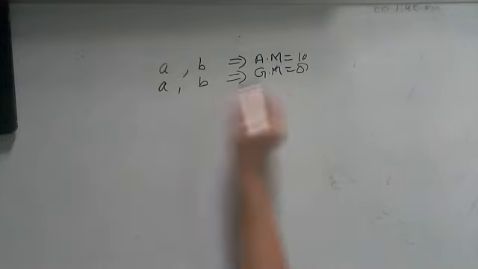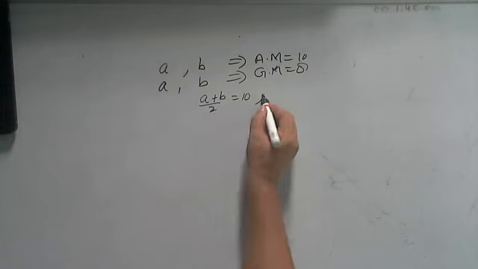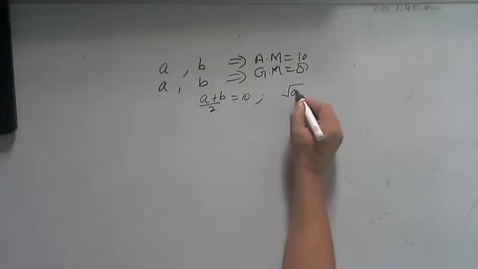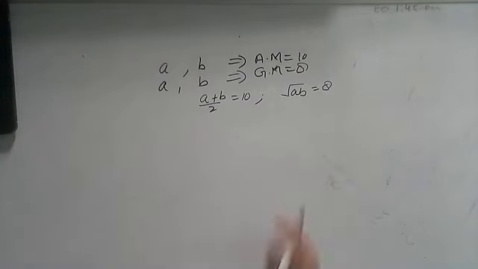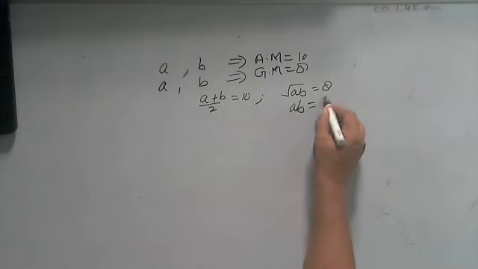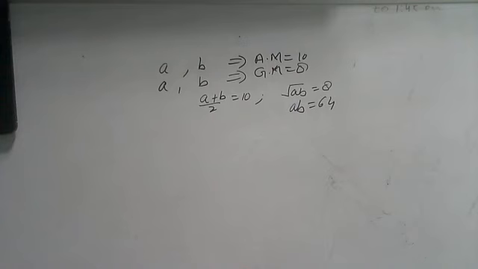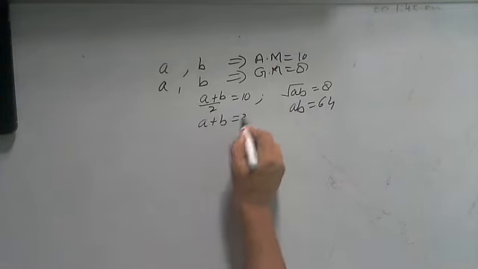We all know arithmetic mean means (A plus B) upon 2 is equal to 10, and geometric mean means under root AB is equal to 8. It is given to you. Now we have to find the value of A and B. There are very easy ways. Taking square both sides it gives you AB is 64, and now A plus B gives you 20.